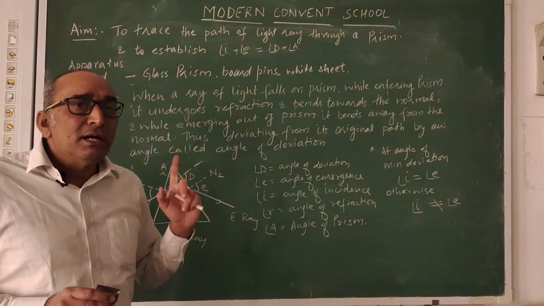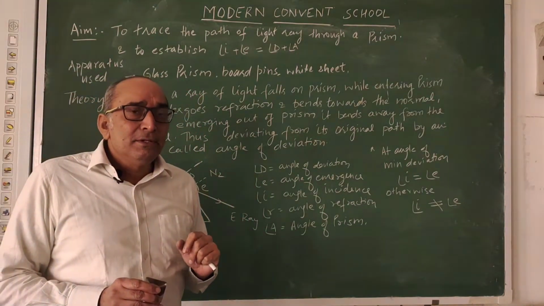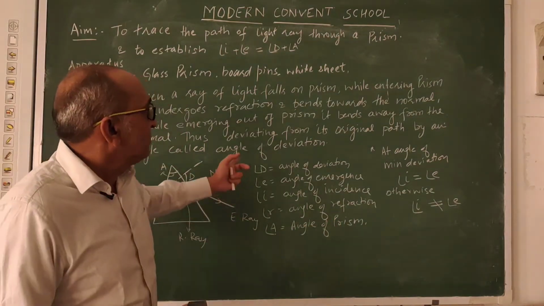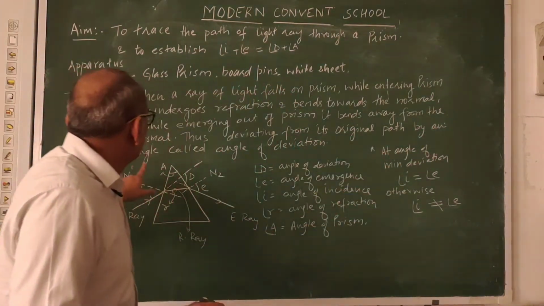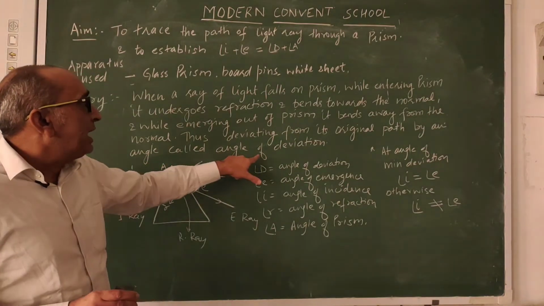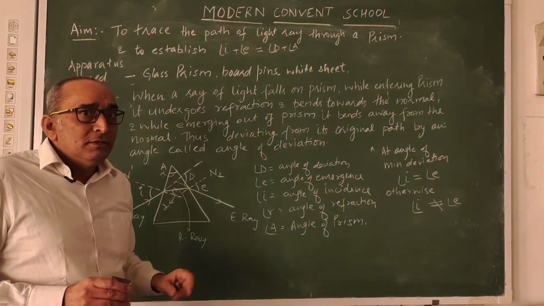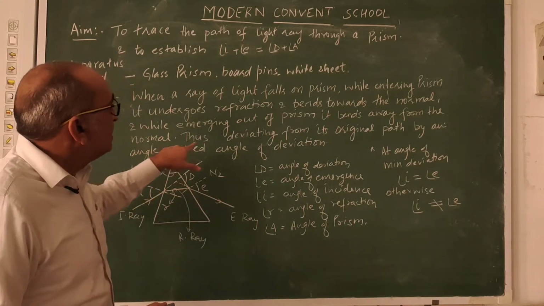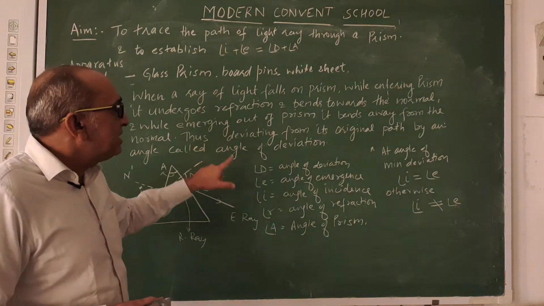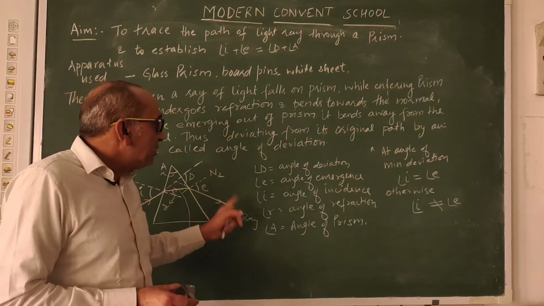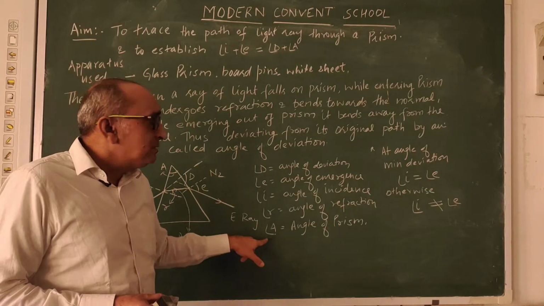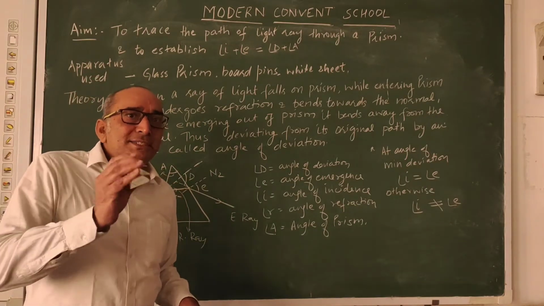Original path is the path of incident ray. It deviates from its path by an angle called angle of deviation. When we trace this path, we will measure angle of deviation, angle of incidence, angle of refraction, angle of emergence, and angle of prism. We know it is 60 degree.